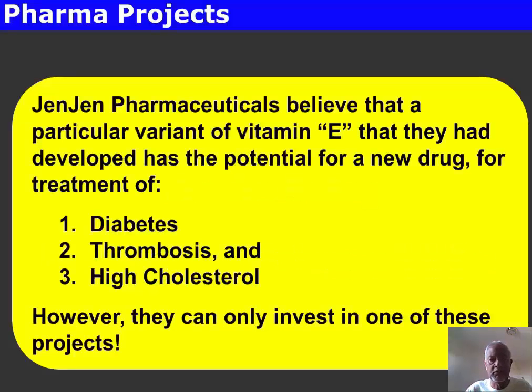Gengen Pharmaceuticals believe that a particular variant of vitamin E that they had developed has the potential for a new drug for treatment of diabetes, thrombosis, and high cholesterol. However, they can only invest in one of these projects.